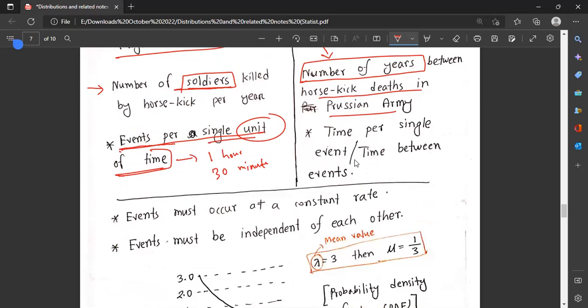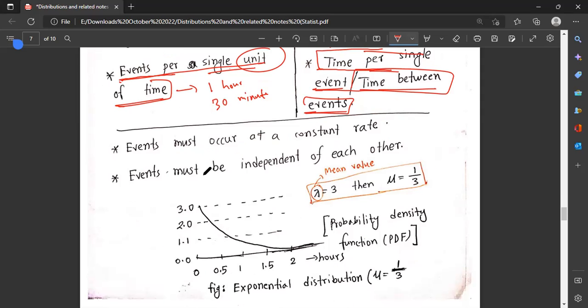And for exponential distribution, it's the time per single event, or the time between events. So you see here we're interested in time. So time per single event or time between events. So let's say you have some visitors. So here is a function, and here you see a graph.